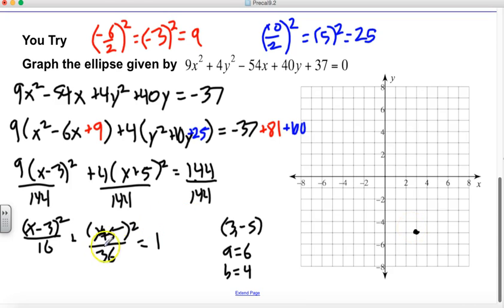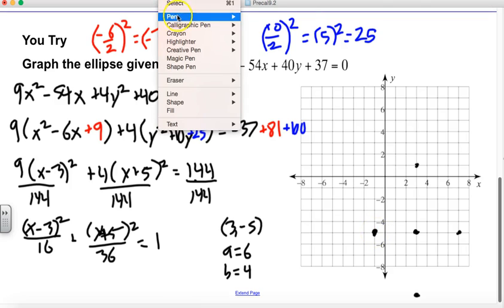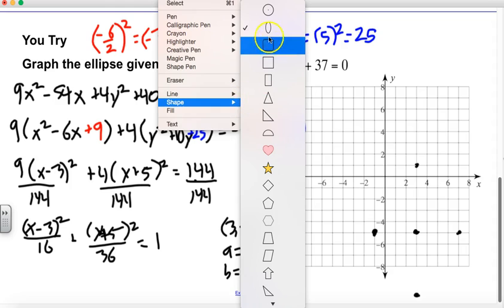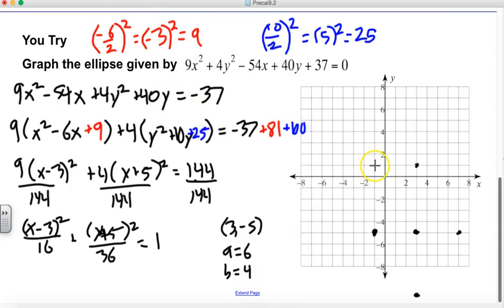A is 6, so we're going to go 6 on the y-axis because we got the 6 from y. So we got to go 6 up, 1, 2, 3, 4, 5, 6, and 6 down, 1, 2, 3, 4, 5, 6. Got to kind of use your imagination on this one a little bit. And then we go 4 to the right and left. 1, 2, 3, 4. And 1, 2, 3, 4. Okay, so a pretty big ellipse on this U-try right here. Don't you wish you had this cool little tool to use to draw yours? Alright, there you go. So there's your ellipse for this problem.